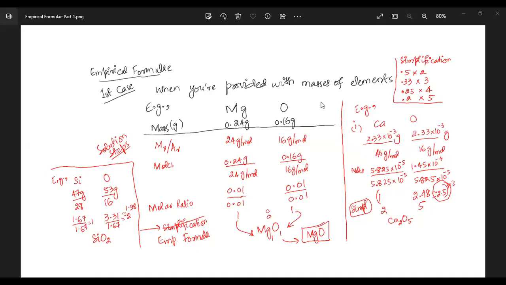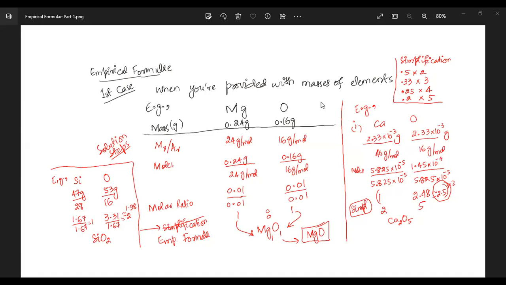So previously we were supposed to do the specifics of empirical formulae, and there were a few cases that we needed to handle at that point, and we were only able to handle the first two cases out of a total of three cases. Okay, so for empirical formulae, usually you're provided with elements or their masses. The first case was when you're provided with masses of all the elements that you have in the question. Like, for example, you have magnesium over here, oxygen over here, both the masses are given.